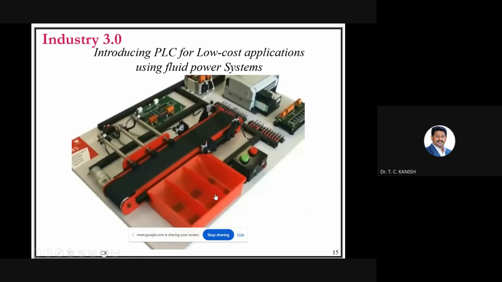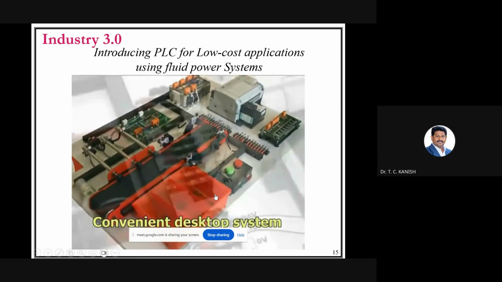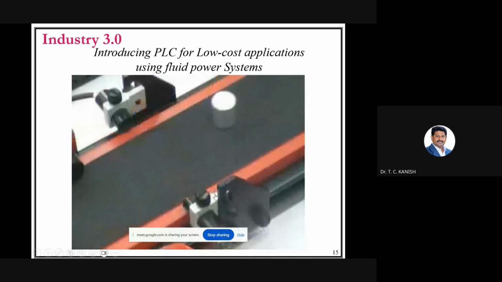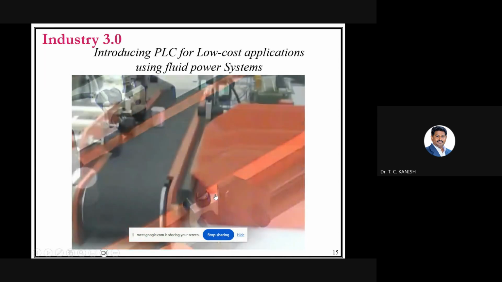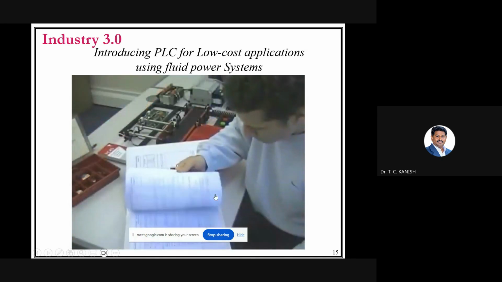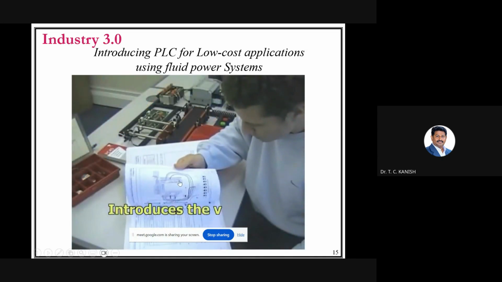The applications trainer is a convenient desktop system that interfaces with the PLC controller. It contains electronic sensors and electro-pneumatic actuators that are used in real industrial applications. The curriculum manual shows how we can write a program, and then we can connect it with small pneumatic and hydraulic systems.